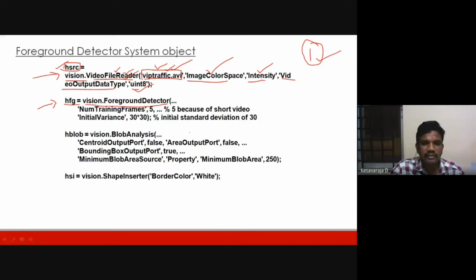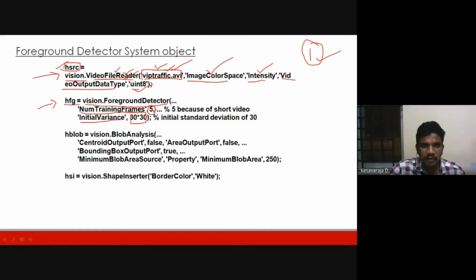So the foreground was detected based on a short video. Number of training frames is a parameter of this supervised learning mechanism, which needs a number of frames. Here the number of training frames was given as 5. The initial variance was 30 cross 30, so the standard deviation was 30.